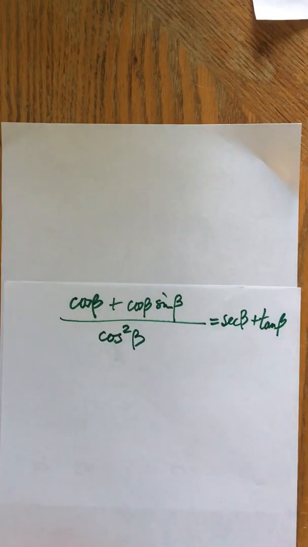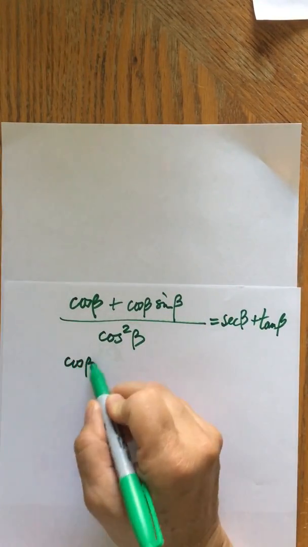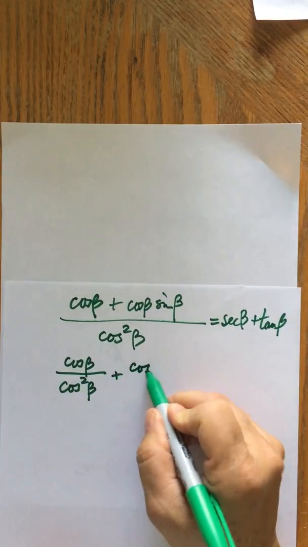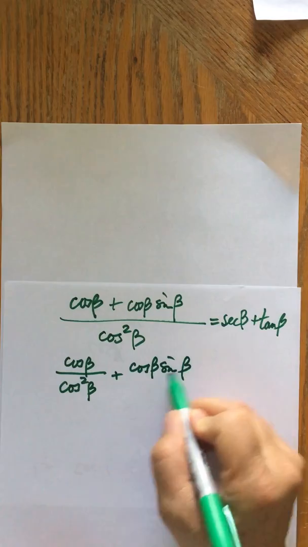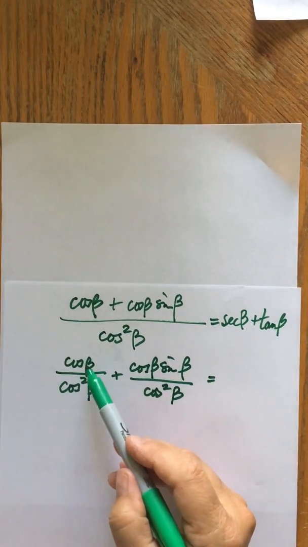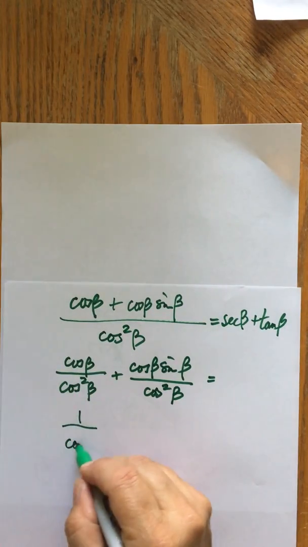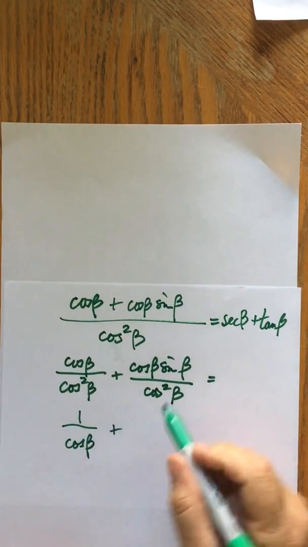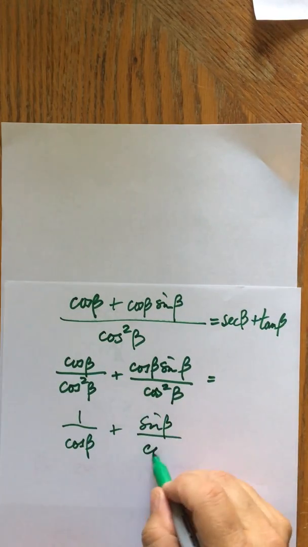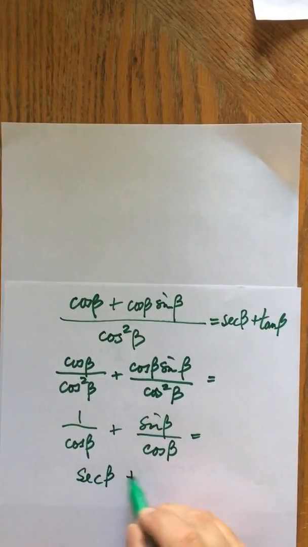All right, so now I'm going to split these off. Cosine beta over cosine squared beta plus cosine beta sine beta over cosine squared beta. So now this cosine cancels one of these, so you're left with 1 over cosine beta. Plus, this one cancels one of these, so you're left with sine beta over cosine beta, which finally leads us to secant beta plus tangent beta.